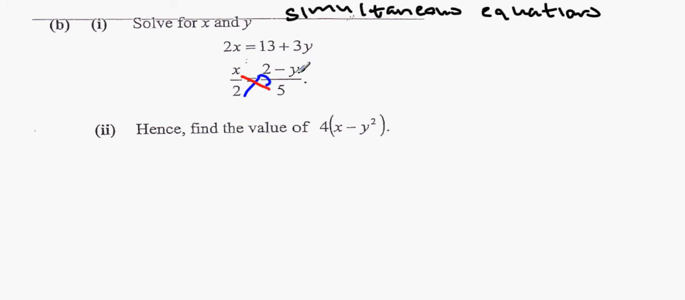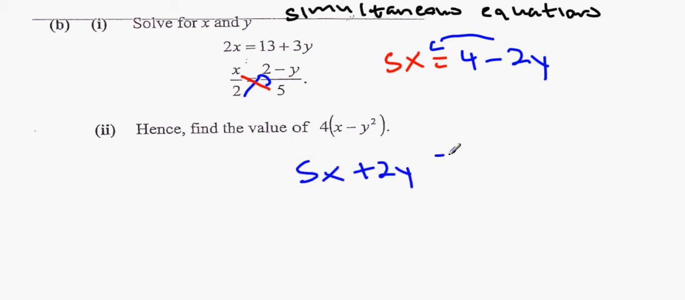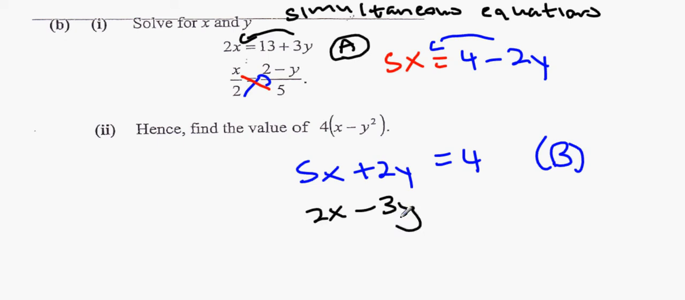The red line will give you 5x to the left, and the blue line will give you 2 multiplied with 2 minus y, which is 2 by 2 is 4, 2 by minus y is minus 2y. Let's bring the y's over to one side, so we're going to get 5x plus 2y equals 4. We'll call that equation B. Now, equation A also doesn't have the x and y's on one side, so we'll bring the 3y over to the other side, so we're going to get 2x minus 3y equals 13.